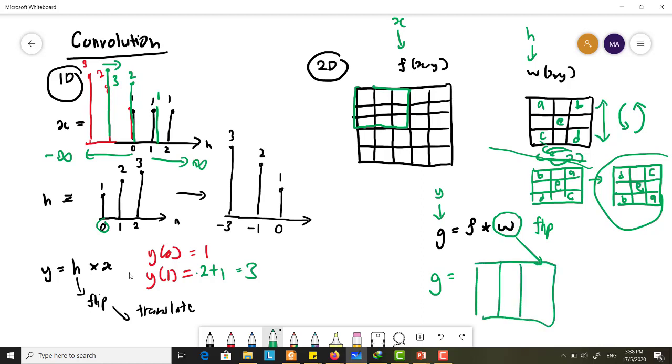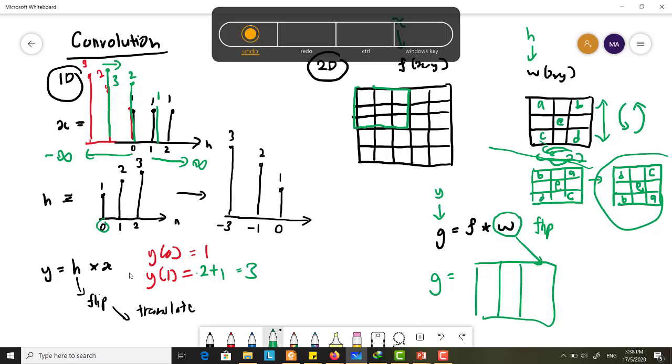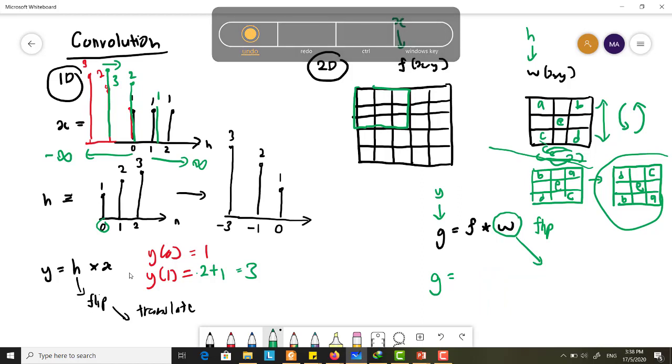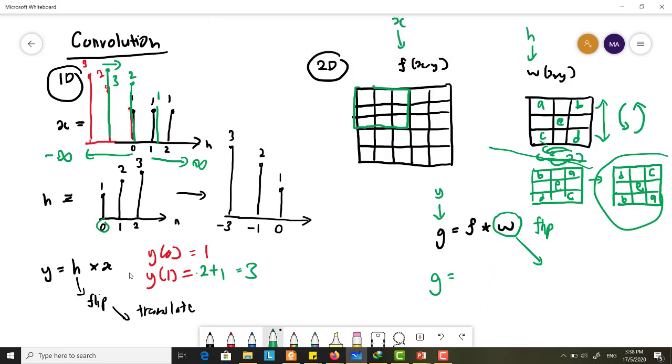So the output, the G matrix, normally the size should be similar to this one. If this one is 5 times 5, then this is also 5 times 5.